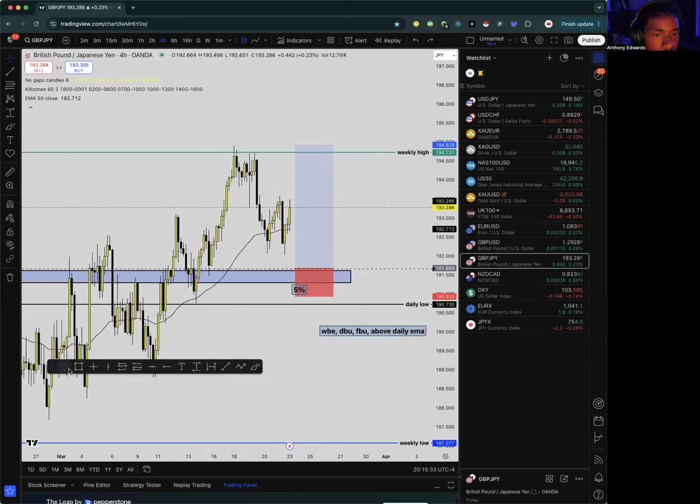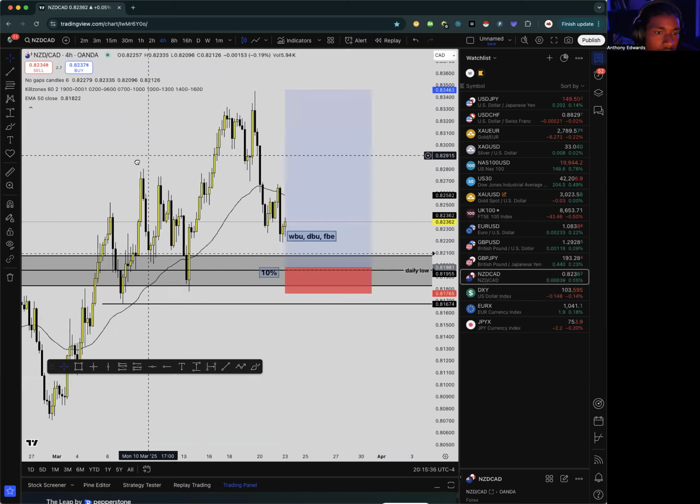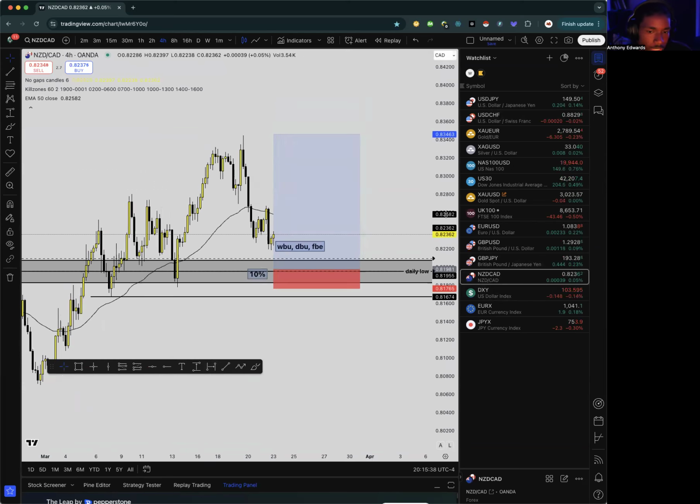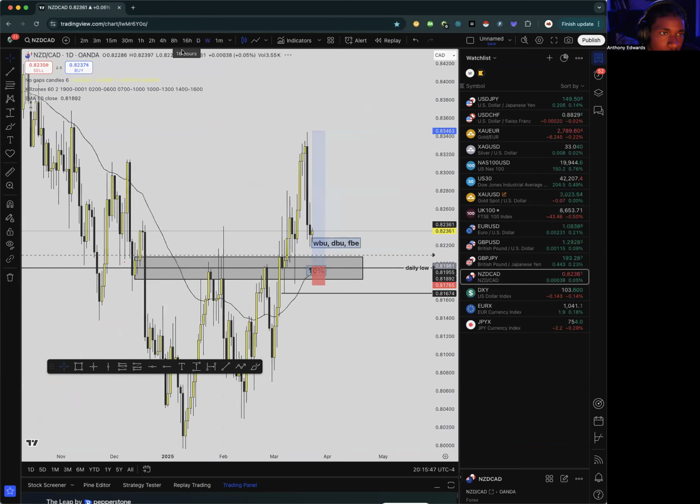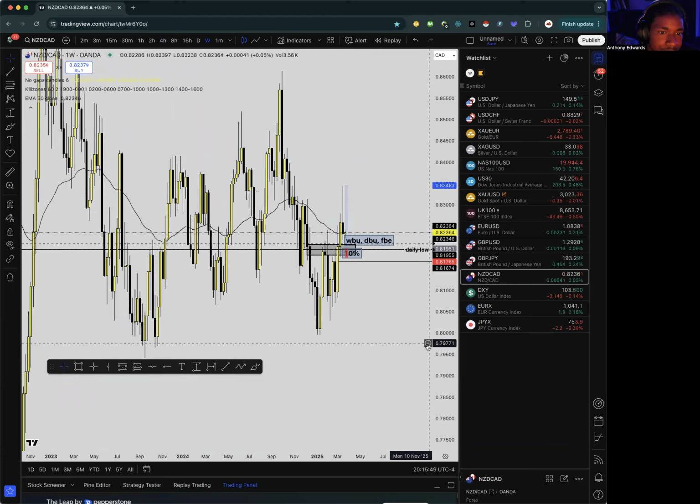Next, NZD CAD is the last pair that I'm going to show you guys. This is the last pair that's on my list. This is the only list that I'm gonna currently trade from. I'm not gonna add anything else. Weekly is bullish.